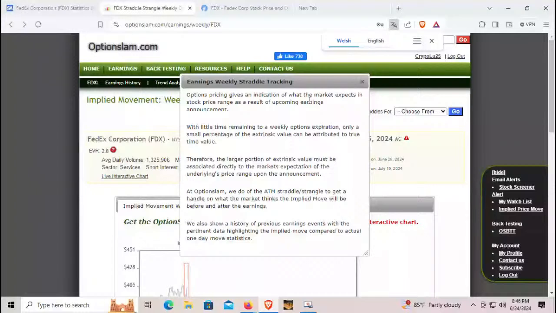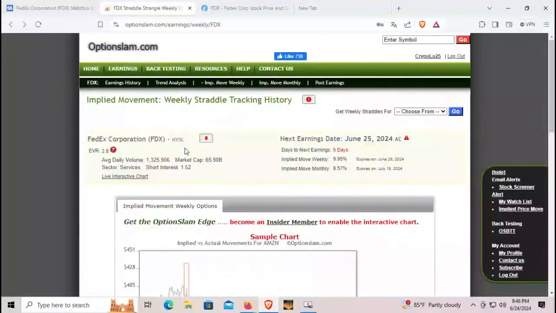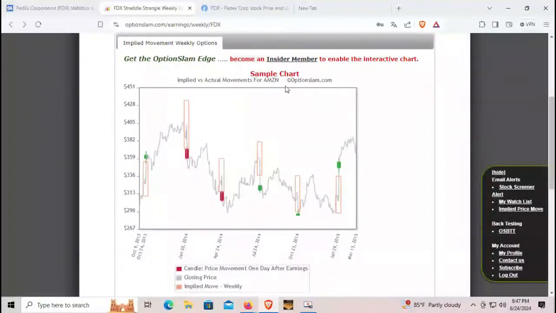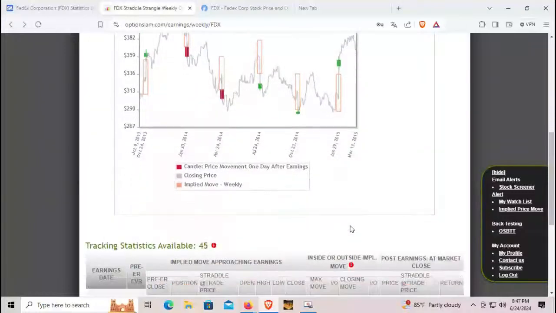So on this website, I'm gonna show you a little bit down the bottom. Let me close this. The volatility. So they have the sector, the average volume, the market cap, short interest 1.52. So the implied move in the weekly is 6.95, expired June 28, and the implied move in the monthly is 8.57, expired July 19. It's a monthly options. So now they give you this example. You have to be inside member to actually read all these on what they have.